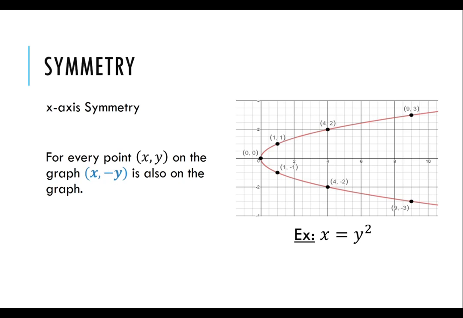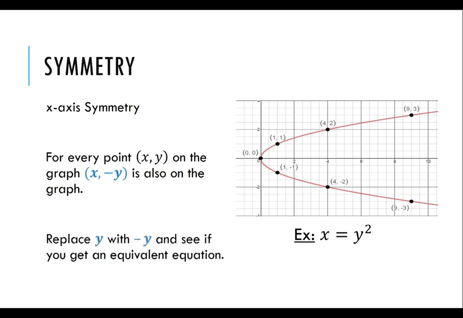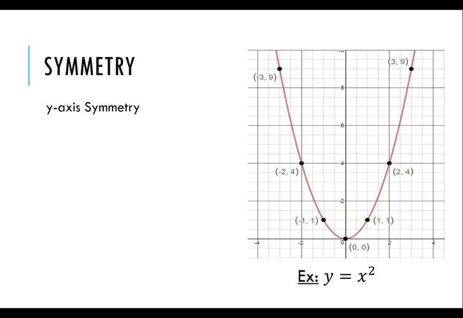But this is if you know it's already x-axis symmetric. If you want to test and find out if an equation has x-axis symmetry, replace y with negative y and see if you get the exact same equation that you started with. If you do, we say yes, we're x-axis symmetric.